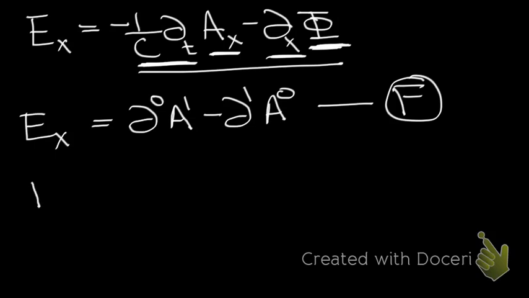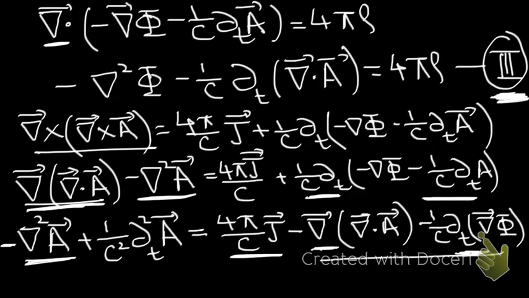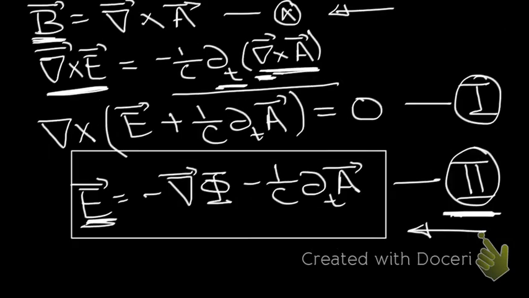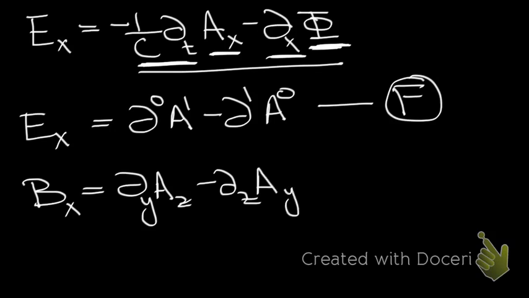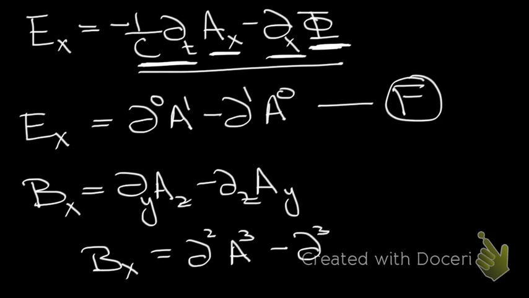Now likewise for the magnetic field x component, if we go back over here to equation alpha, that is the curl of A, which can be written as the partial derivative with respect to y of A_z minus the partial derivative with respect to z of A_y. In covariant form, partial derivative with respect to y would be partial 2, and A_z would be A3, minus partial 3, and A_y would then be A2.